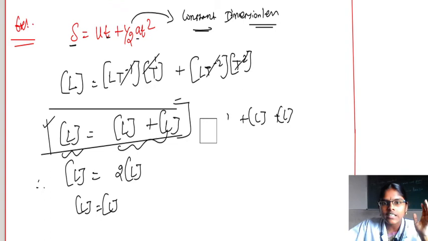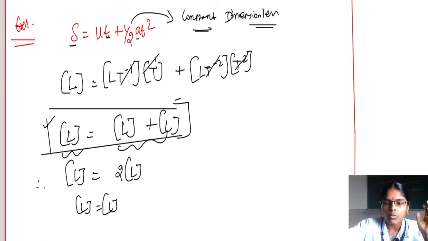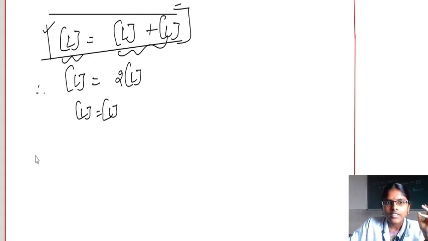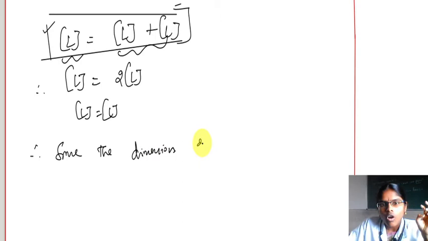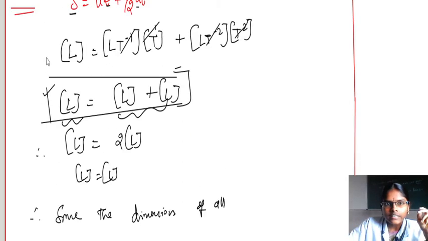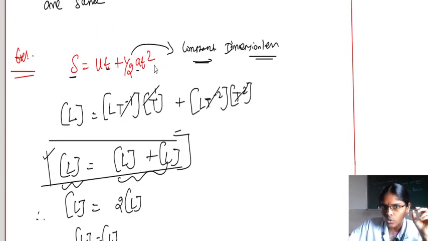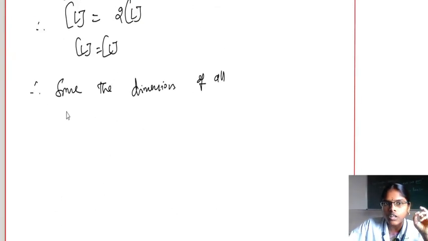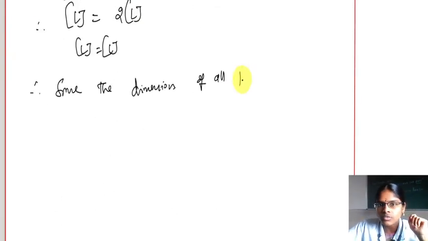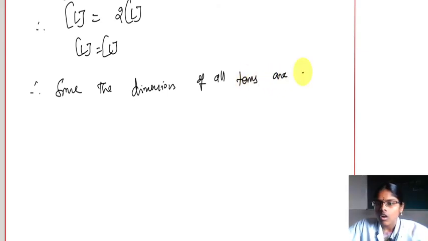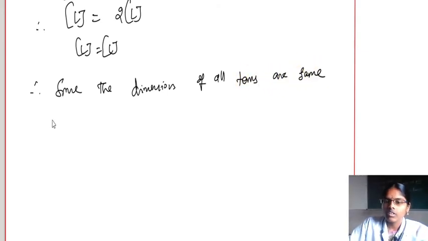So now both the sides have the same dimensions, therefore, since the dimensions of all the terms here, you know this is S. So the S term has the dimension L, and here you can see ut plus half at square. Even all these terms have the dimension L. So what I can conclude, I can conclude like this: since the dimensions of all the terms are the same, therefore the equation is dimensionally correct.